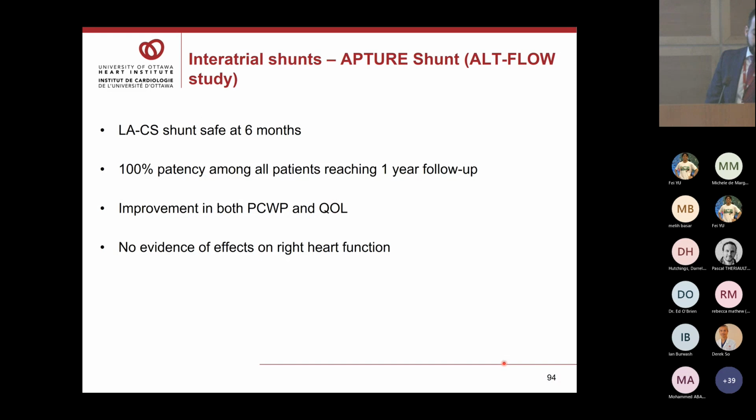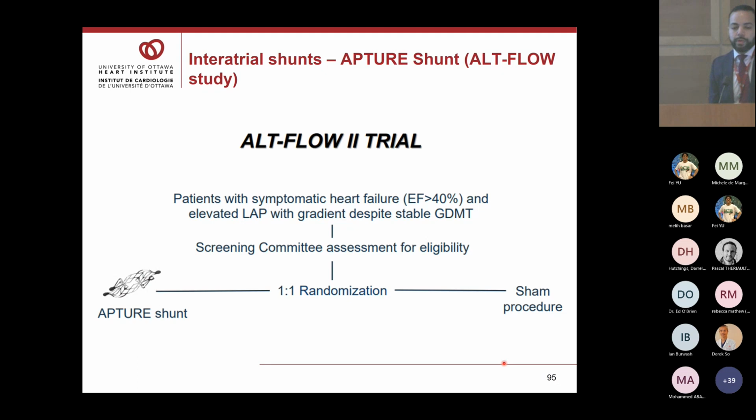So to further suss this out, this is being studied in a randomized controlled trial, the ALT-FLOW 2 study, which we'll be enrolling in once this gets going. And again, there's no sham in the early feasibility study, this wasn't compared to anything. So this will be compared to a sham procedure and assess whether the improvements in filling pressures correlate with improvements in clinical outcomes.